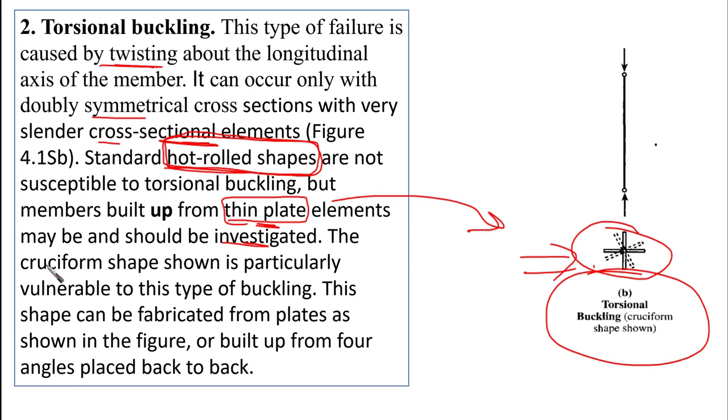The cruciform shape shown is particularly vulnerable to this type of buckling. This shape can be fabricated from plates as shown in the figure, or built up from 4 angles placed back to back. So whenever we have something like this, like a star shape, made of thin plates, then you should be worried and you need to check them. But if you are working with hot rolled shapes, then don't worry about this failure mode.